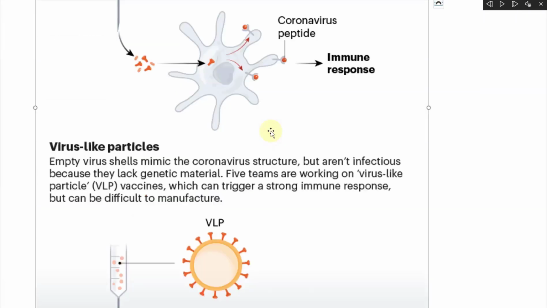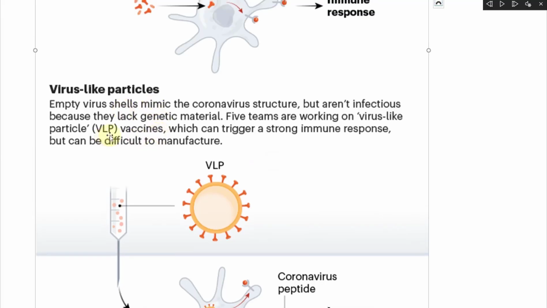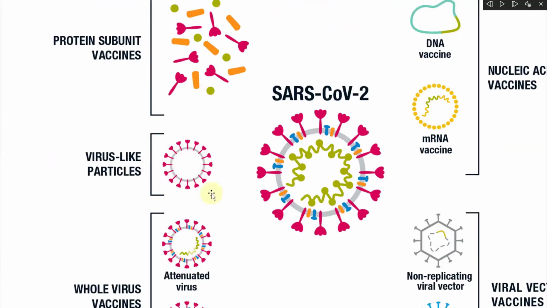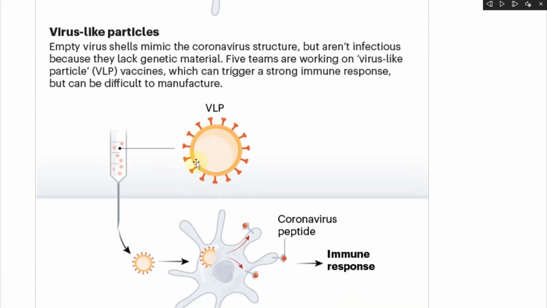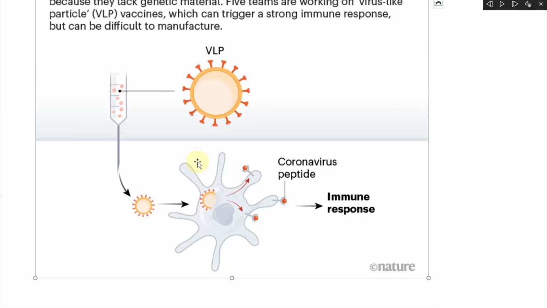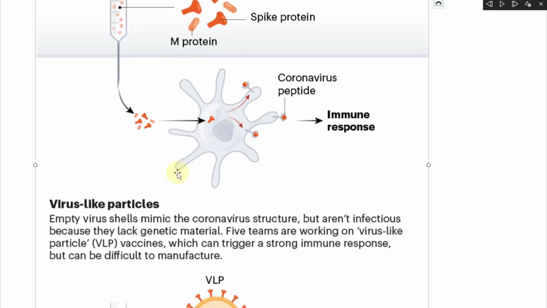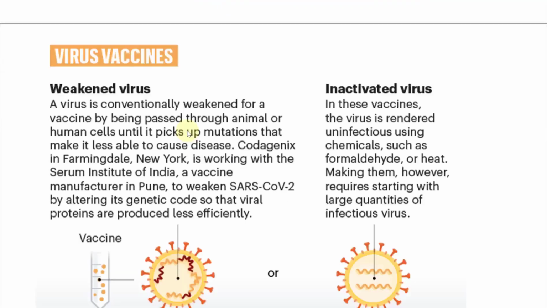All right, continue further. So 5 teams are working on this, which can trigger a strong immune response, but can be difficult to manufacture, because you have to manufacture just an empty shell to mimic that virus. And that's right here, virus-like particles. That's on that part. Continue further. So you inject that in, and then the coronavirus peptide goes over here, and there's an immune response. Notice there's always this setup over here with this antigen presenting cell. Very interesting. All right, so now let's continue even further.